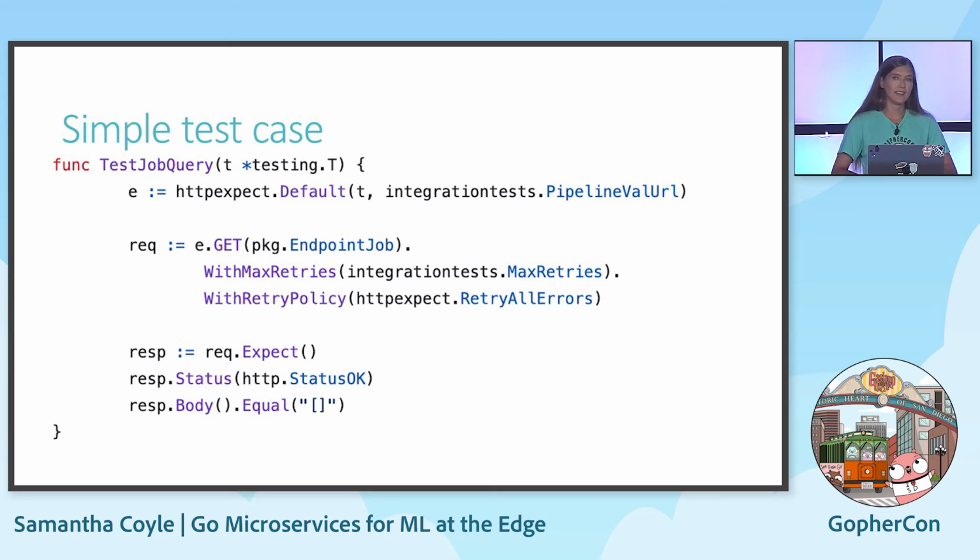So what this looks like, at a quick glance, this is a simple test case. The first line within the function sets up an HTTP client to make requests to our pipeline simulator. We then run a GET request to our job endpoint with a specified max retry and retry policy, right? It's that chainable builder there. Then we make a set of expectations on our response to include a status OK, which makes sense, and then asserting on the empty JSON array, since at this time we had no jobs.